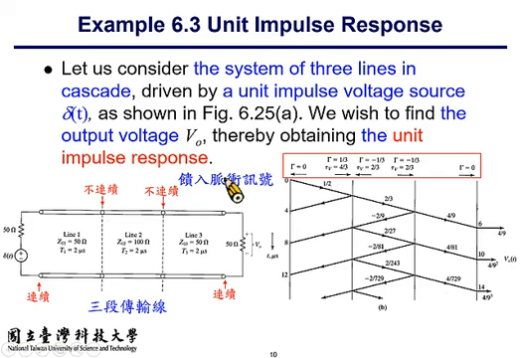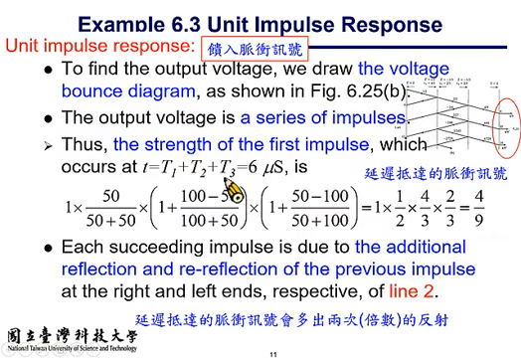So the derivation of the bouncing diagram is simplified because of the matching nodes. There is no reflection as the signal goes to the right end or the left end, because the matched load absorbs all the incident power.